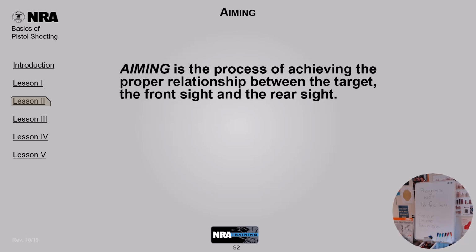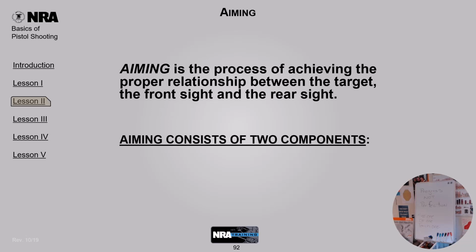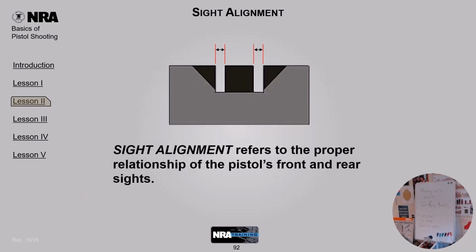All right, aiming is the process of achieving the proper relationship between the target, the front sight, and the rear sight. Aiming consists of 2 components, sight alignment and sight picture. So, with any luck, you happen to have the NRA posters that show you the sight alignment and the sight picture. If not, there are pictures in your book.